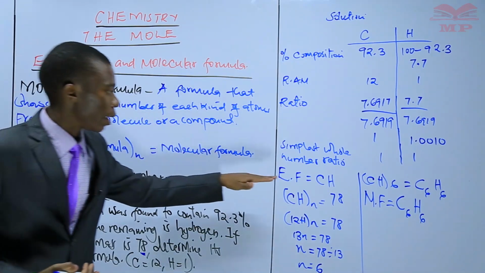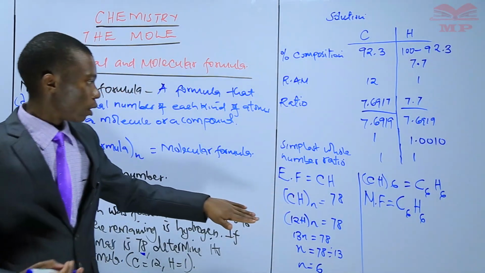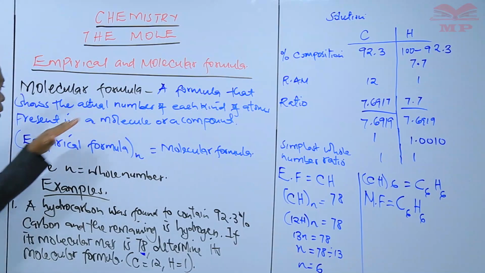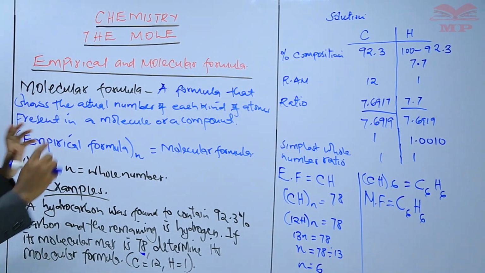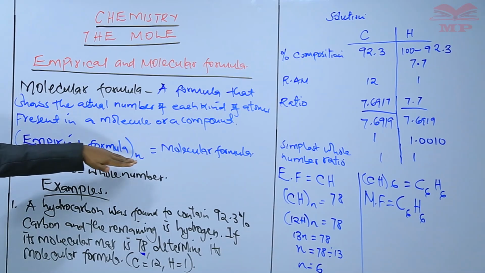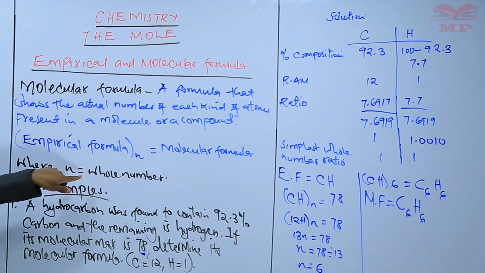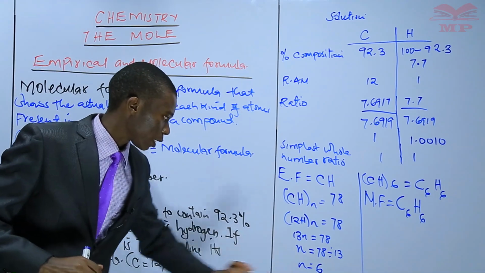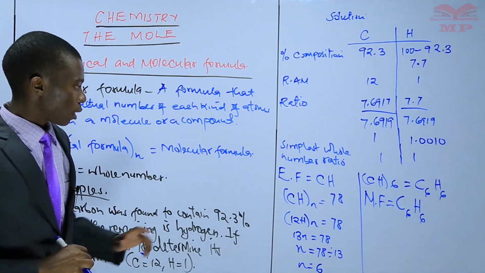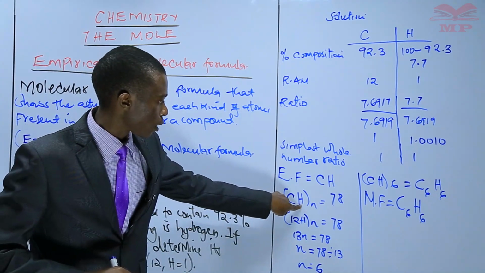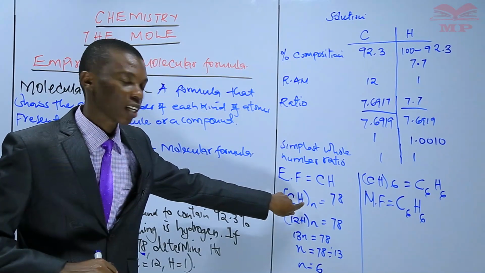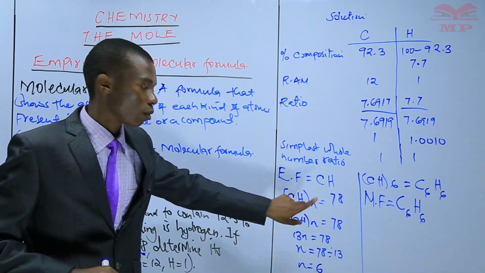Once you get the empirical formula, then you use this relationship. The molecular formula is just a multiple of the empirical formula. Then you have n. Remember again, we say that n is supposed to be a whole number. That is why we have gotten n as 6. Then you sum up the relative atomic masses of the empirical formula.